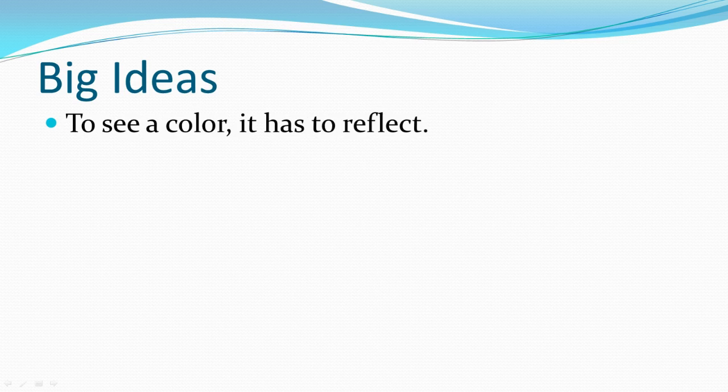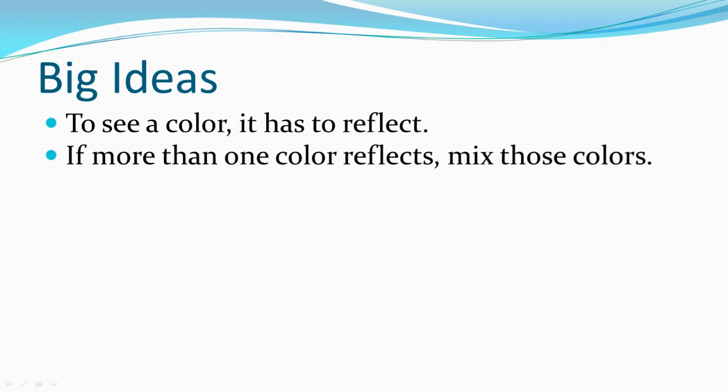Let's look at the big ideas that we're taking away from this lesson before trying a couple practice problems using the color wheel. To see a color, it has to reflect. If I see something that is red, it's because it's reflecting red light. If I see something that's cyan, it's because it's reflecting blue and green light. I can only see the colors that are being reflected. All other colors are being absorbed.